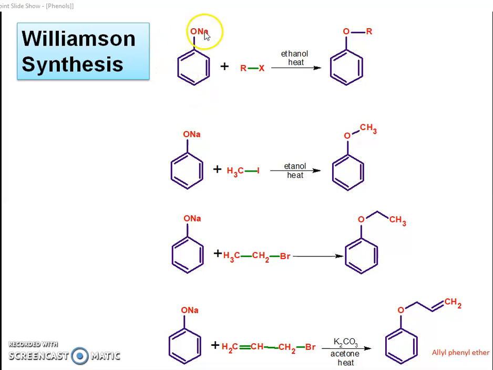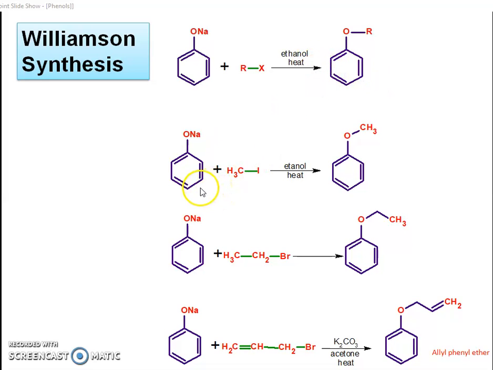So first, the general reaction we see here: sodium phenoxide is a salt, and it is treated with alkyl halide. Then the O minus attacks the R and replaces the X as NaX as a byproduct, and the alkyl group is attached to the oxygen atom. So the final product is an ether, an alkyl phenyl ether.